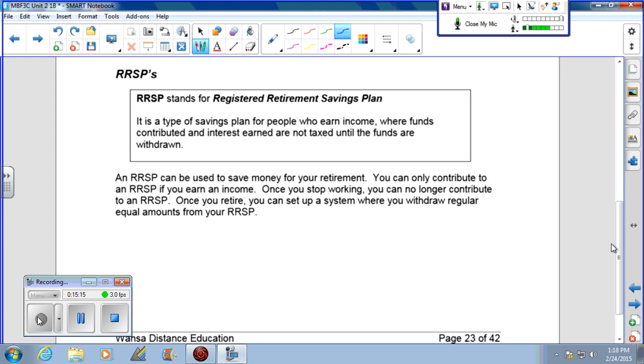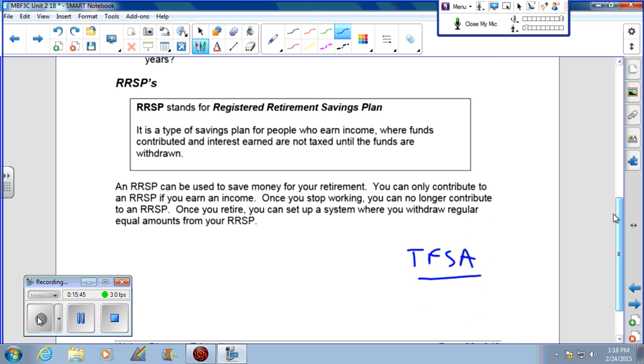RRSP stands for Registered Retirement Savings Plan. Now, because things have changed since this course material was written, there are other things that you can get. A tax-free savings account. For a lot of people, that actually may be a better deal than an RRSP. So it's something that you would really have to talk to the bank about. Of course, they advise you to talk to a financial advisor, but who's going to do that, right? But it's just something to look into anyway, a tax-free savings account.